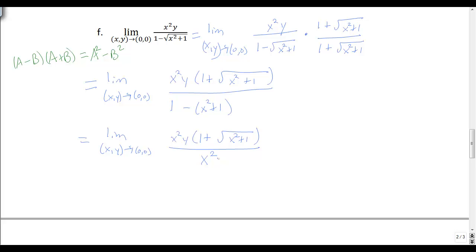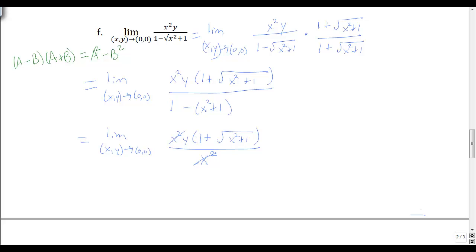So now, as long as x is not 0, and this is a little bit of a concern because I could approach along x equals 0, but it turns out anything with x equals 0 is going to make my function's denominator 0, which means that won't be in the domain of the original function. So we don't really need to consider points where this denominator is 0, that is points where x is 0. The limit definition is only concerned about the points in the domain of the function. Anything with x equals 0 will not be in the domain, so I can really cancel the x squared without having to worry about that. And I'm just left with y times 1 plus square root of x squared plus 1.